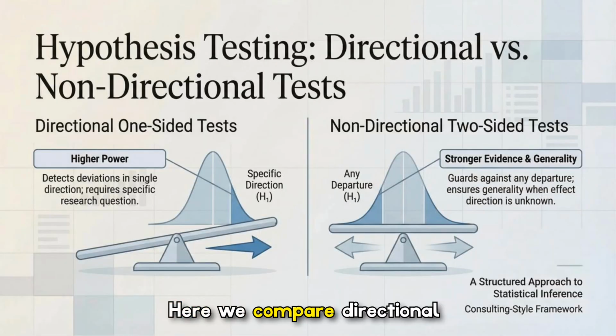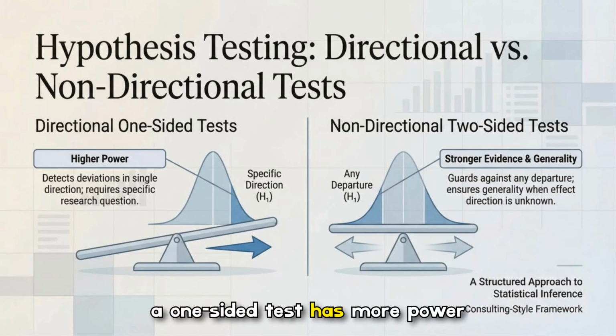Here, we compare directional one-sided tests with non-directional two-sided tests. A one-sided test has more power to detect a change in a specified direction, but requires a precise hypothesis, while a two-sided test guards against departures in any direction and offers broader generality when the effect direction is unknown.